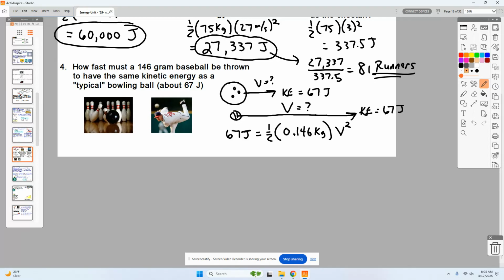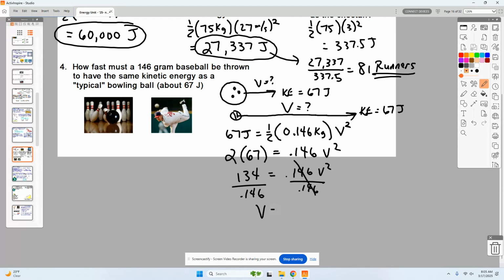Okay, I'm seeing at least a few of these done correctly. I'd multiply both sides by 2. That's 134 is equal to 0.146 v squared. I'd divide both sides by 0.146, and v would then be equal to the square root of that number. So 134 divided by 0.146 is 917-ish meters squared per second squared. And when you take the square root, you get about 30.3.